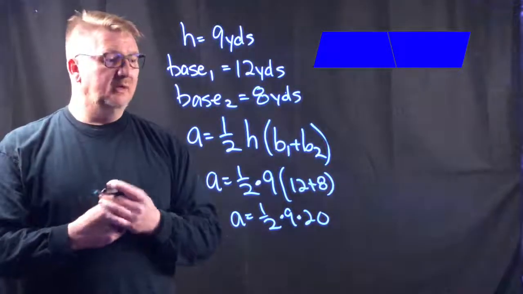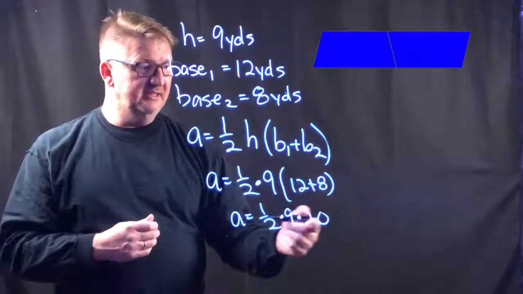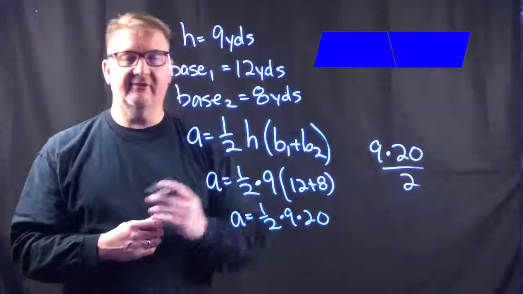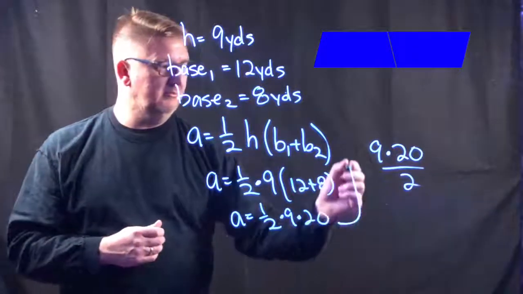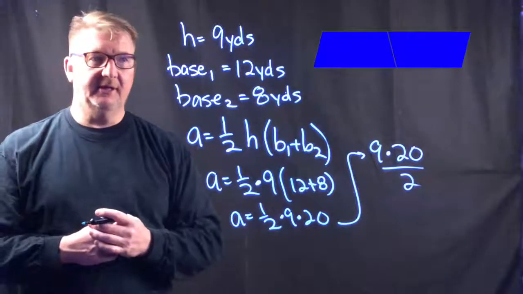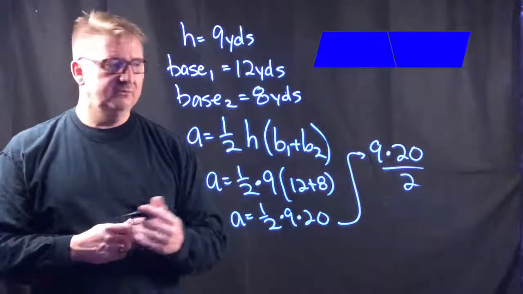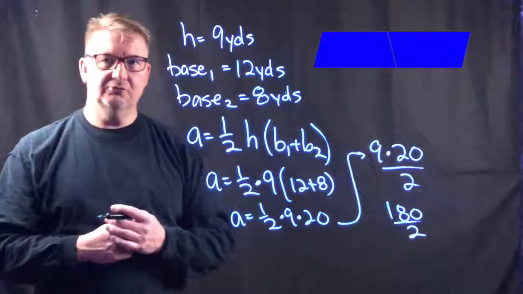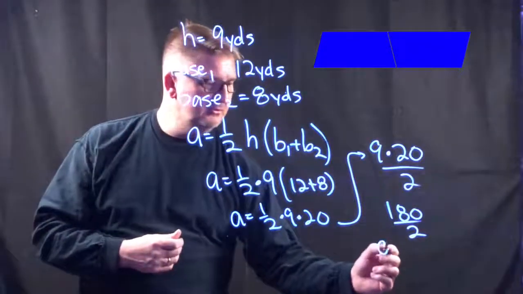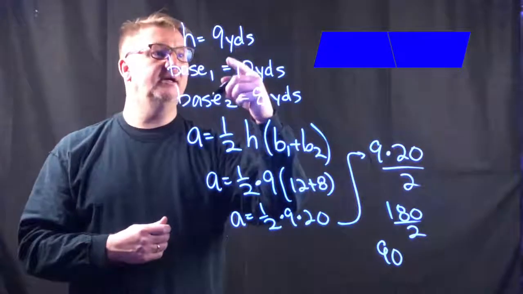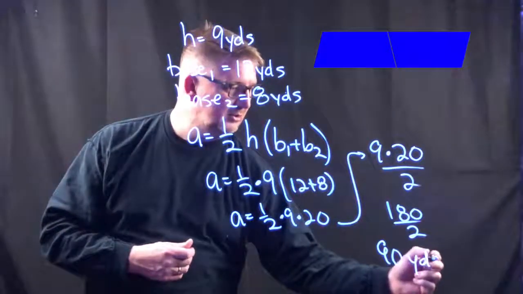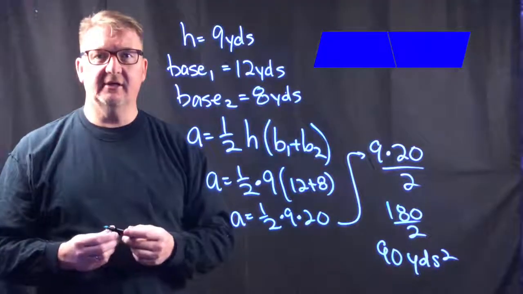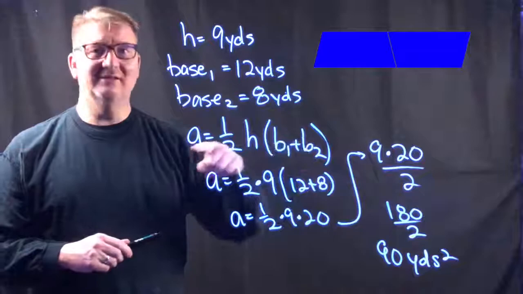Now, what I would recommend doing is just taking these two numbers, 9 times 20, and then dividing that answer by 2. 9 times 20 turns out to be 180, divided by 2. 180 divided by 2 is 90, and my dimensions were yards squared. And that's it. That's how you find the area of a trapezoid and why this formula works.